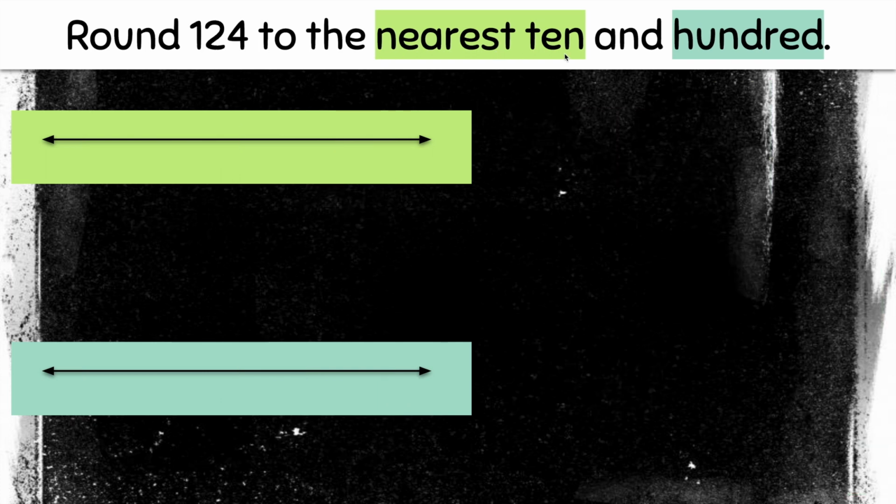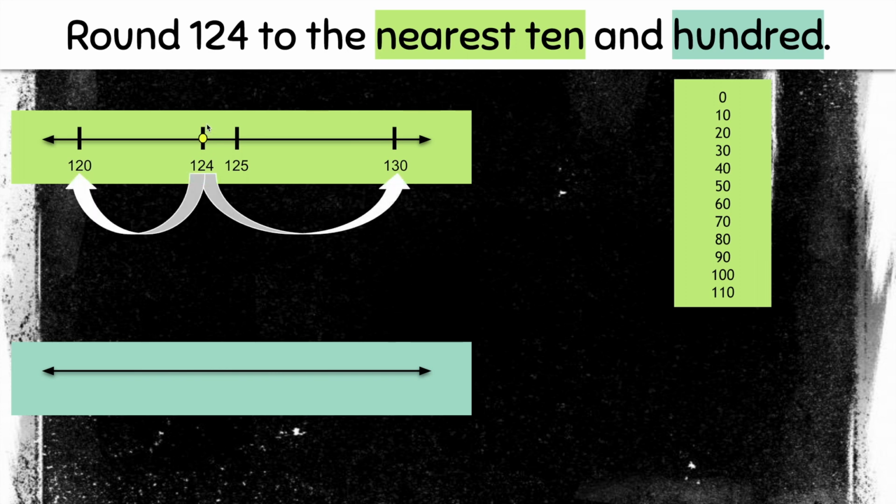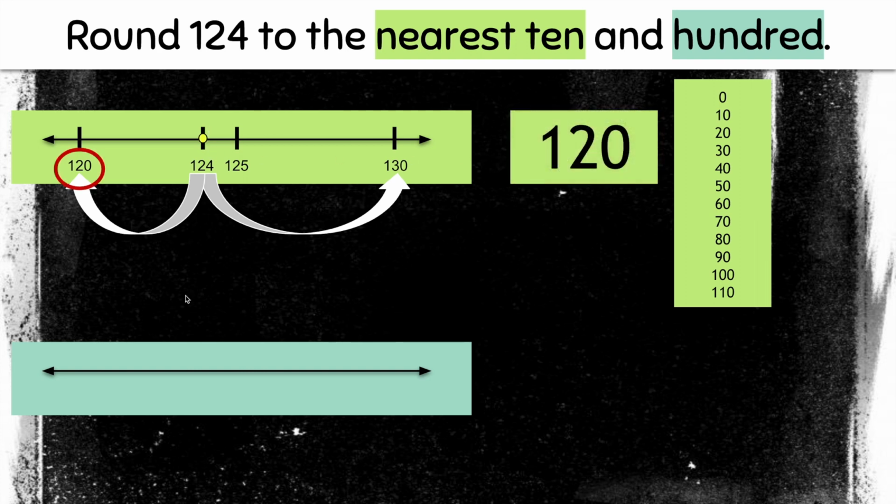124 to the nearest 10. We have our tens. 124. 24 is near which two tens? 24 is near 20 and 30. So we need 120 and we need 130. Halfway is 125. 124 is less than halfway. So will it round to 130 or 120? It's closer to 120, so it rounds to 120.